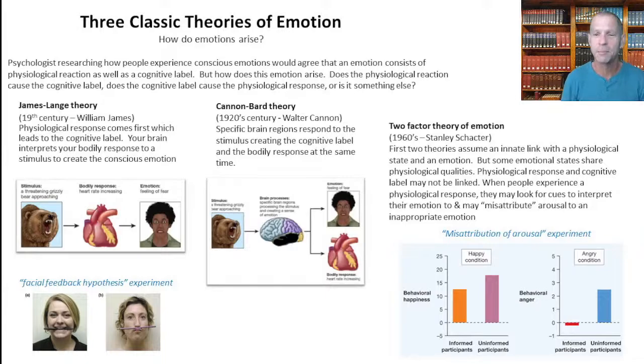And he did this crazy misattribution of arousal experiment where he would bring people into a laboratory and he either would or would not give them an adrenaline pill. He didn't tell them what the adrenaline pill was. Actually, in the second experiment, he would tell them what the adrenaline pill was, or he wouldn't.